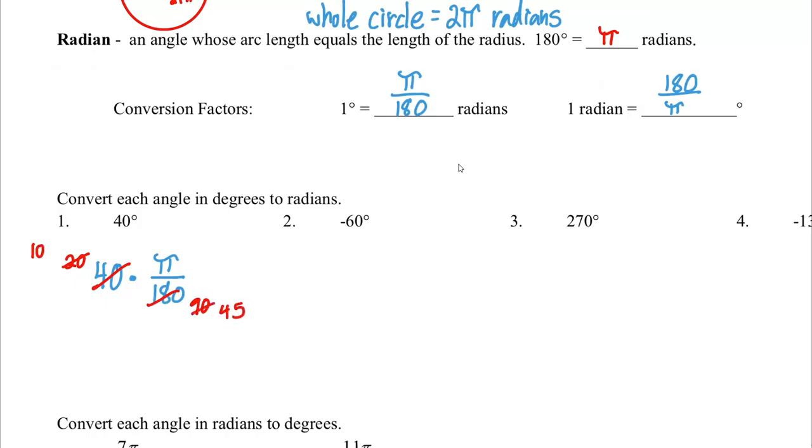And then can I divide those any further? 5, right? So 10 divided by 5 is 2, and 45 divided by 5 is 9. So our radians would be 2 pi over 9. That's cool.